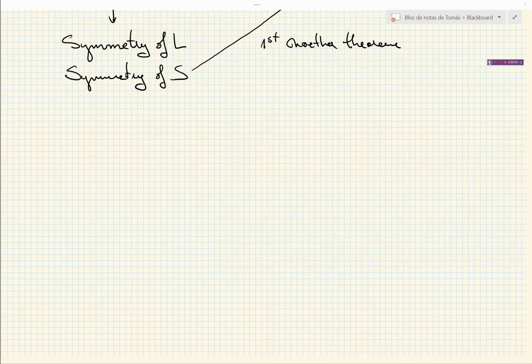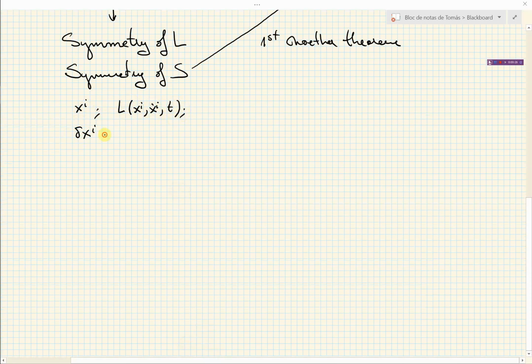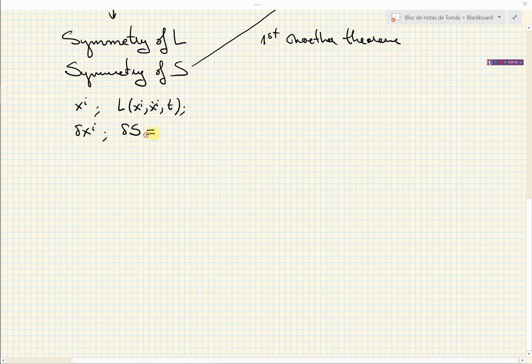In this setting, there is a system described by some variables xi, and with a Lagrangian L, which is a function of the xi's, its time derivatives or velocities, and maybe on time. Then we are going to consider infinitesimal variations delta xi such that the variation of the action, when you vary the variables in this way, vanishes.